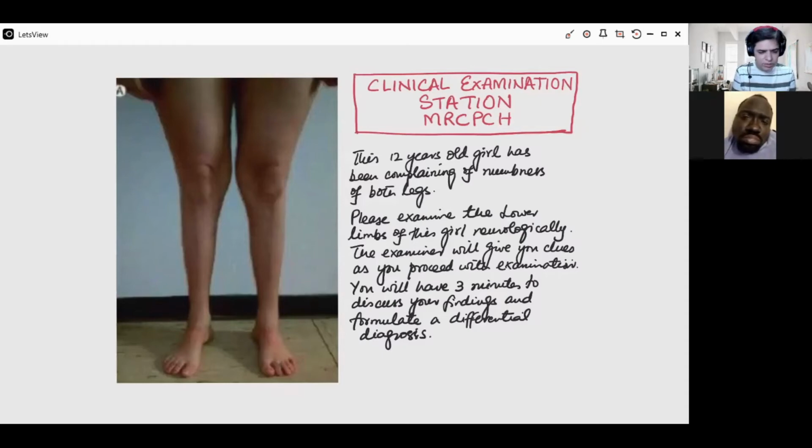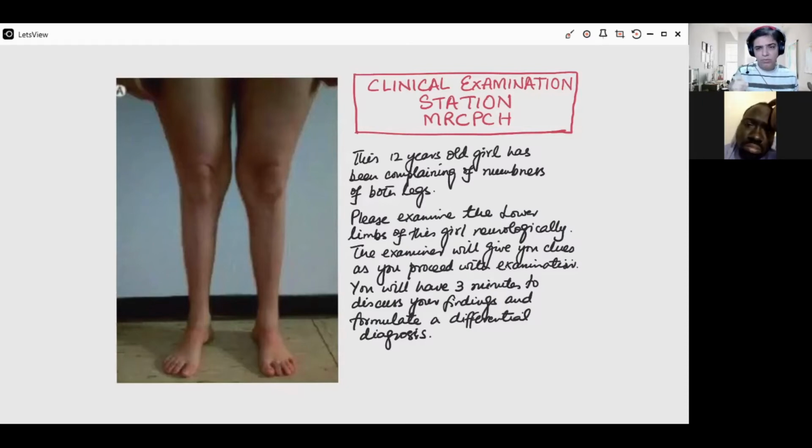It could be like distal muscular dystrophies. Some muscular dystrophies can also present that way, like DMD or Becker's muscular dystrophy. Or it could be neuromuscular reasons for that. So tone, then you check for the power.